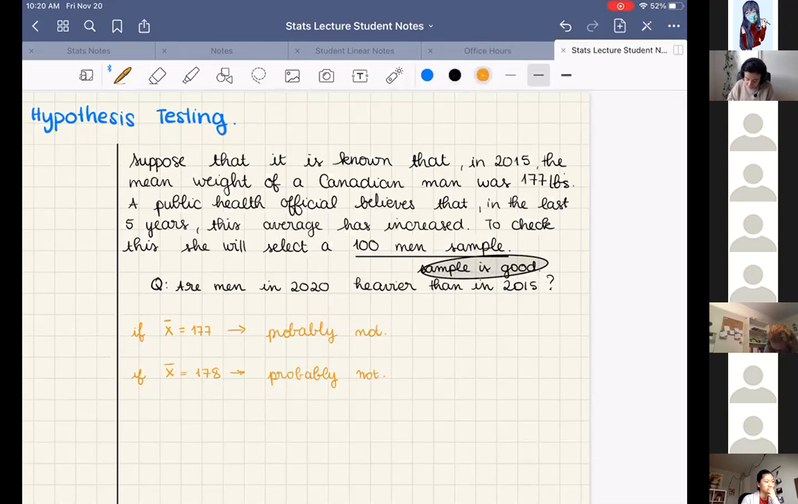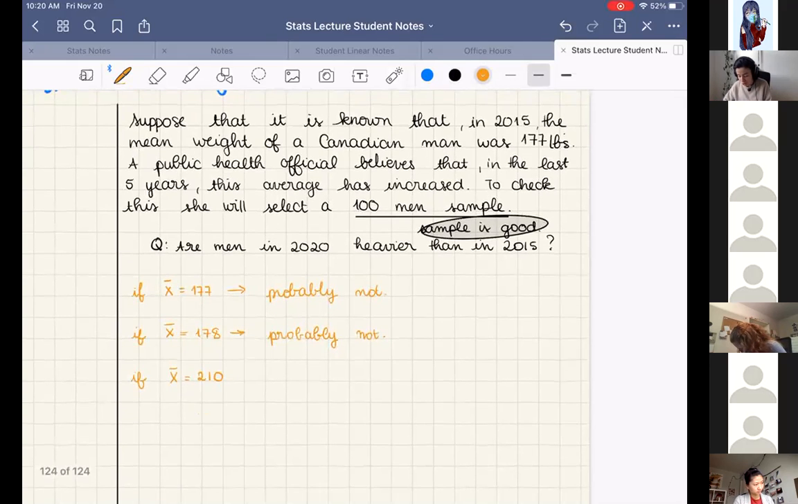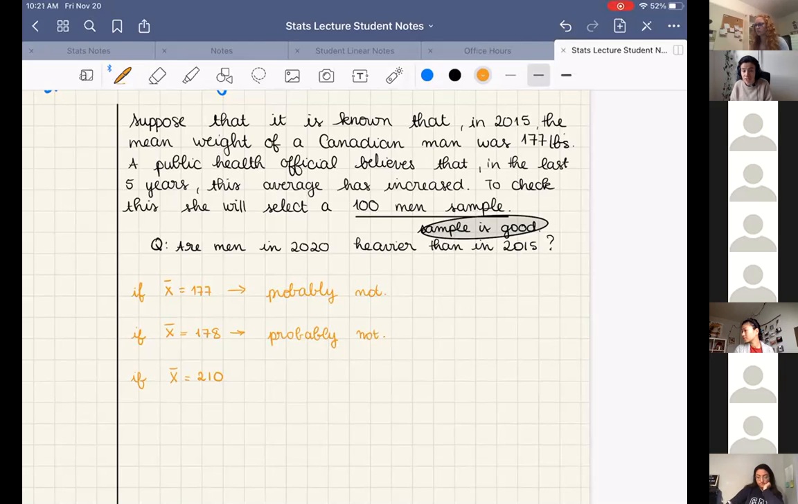Now, if I get an average in my sample, and I have that my sample average was something like 210. Okay, so I have a sample average that was 210. Then, well, if I selected a sample and the average in my sample was correctly chosen and I got an average of 210, then chances are that there has been a change over the last 5 years, right? So chances are that there's actually going to be a difference between these.